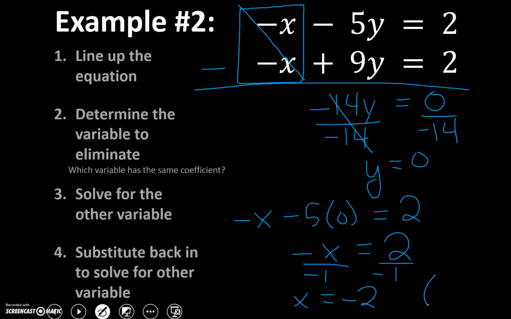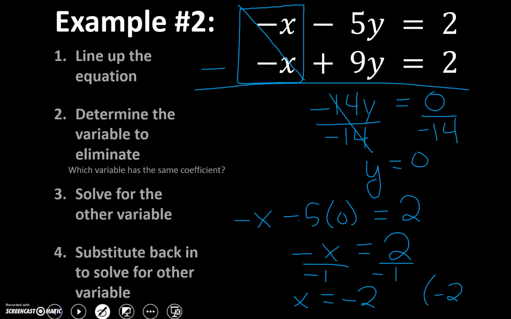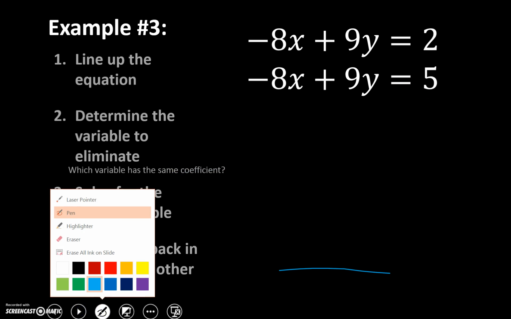Remember, our coordinate is always alphabetical, so it's negative 2. Ooh, sorry. Negative 2, comma 0. So let's put it right here. Negative 2, comma 0 is our solution to this. Okay? All right, last example. Let me erase what I wrote on there just a second ago.